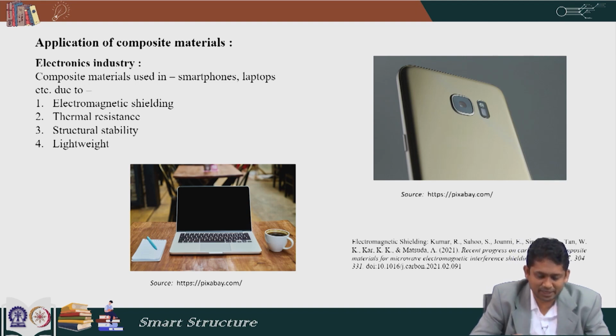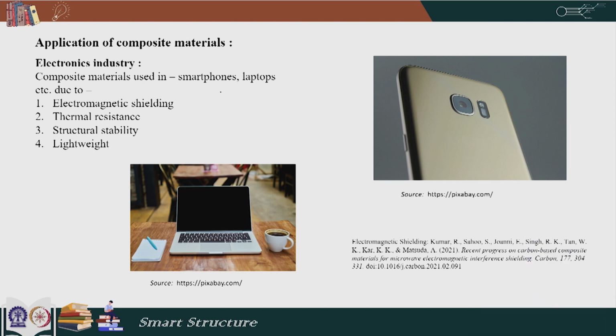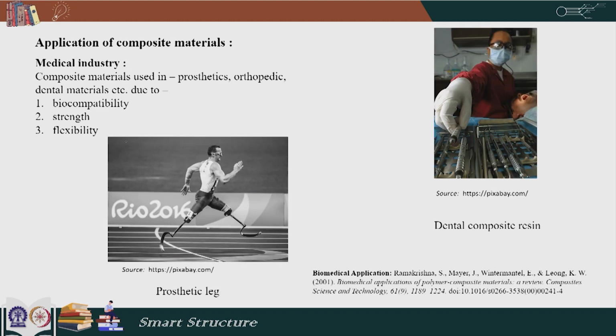If we look at day to day equipment, electronic equipment, composite is also being useful there. Smartphones and laptops are examples. The properties that are useful here are electromagnetic shielding, thermal resistance, structural stability and of course, its lightweight. In the medical field, composites are used for prosthetics, and orthopedic uses are there. In dental also, dental materials are composites. Here it is used because of its biocompatibility, strength and flexibility. We can see a prosthetic leg here.